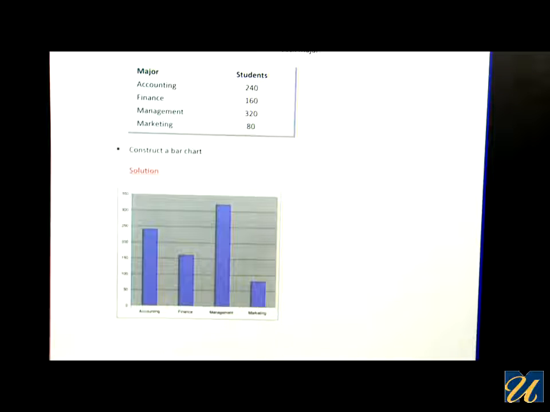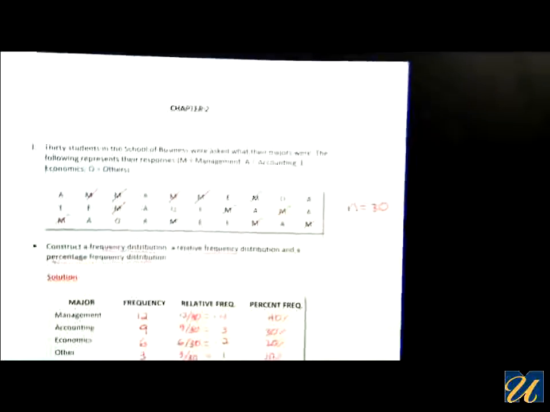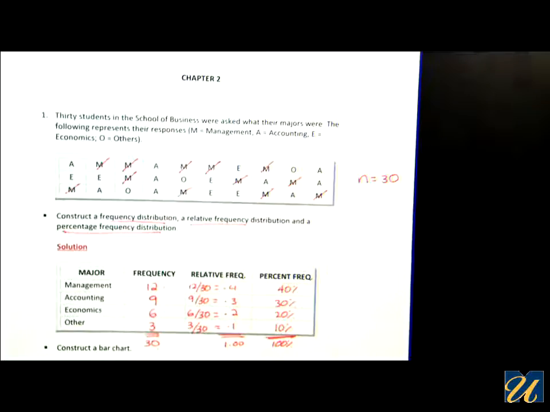Straight away, you can see that management has the highest frequency out of all the remaining majors. And this concludes the problems for Chapter 2.